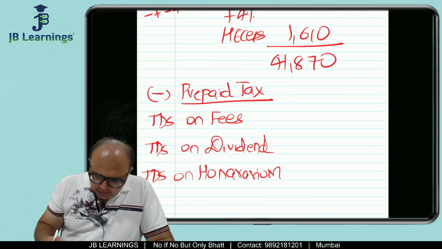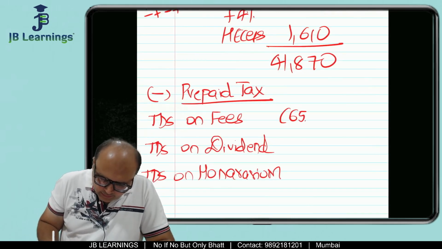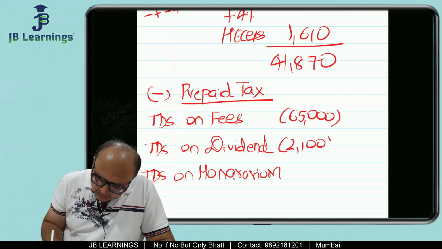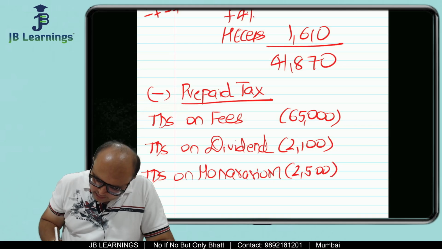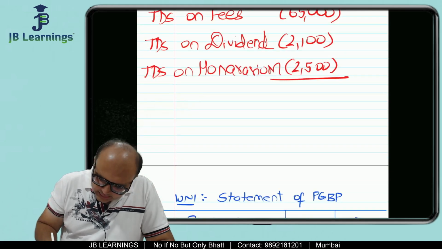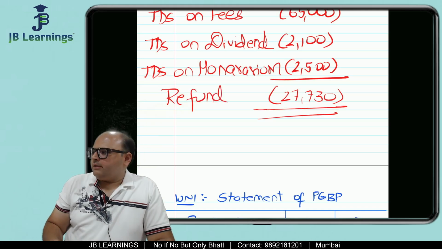Yes. So in case of fees, that 10% comes to 65,000. In dividend, it comes to 2,100. And in this honorarium, it comes to 2,500. So the final answer is negative 27,730. And if it is a negative amount, it means this is a case of refund.